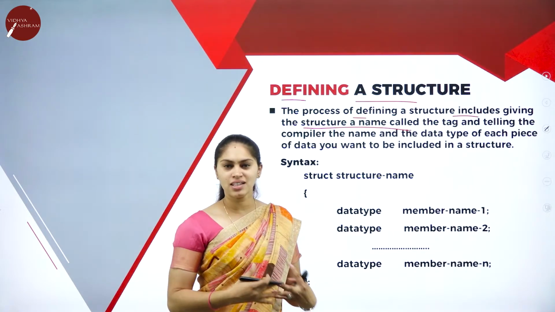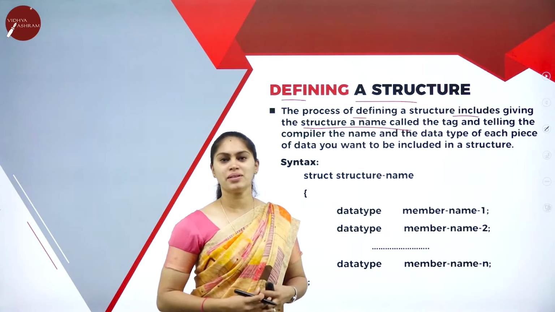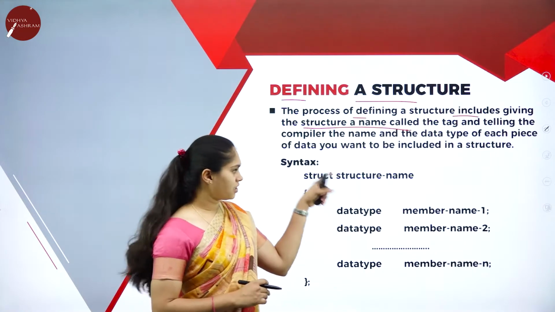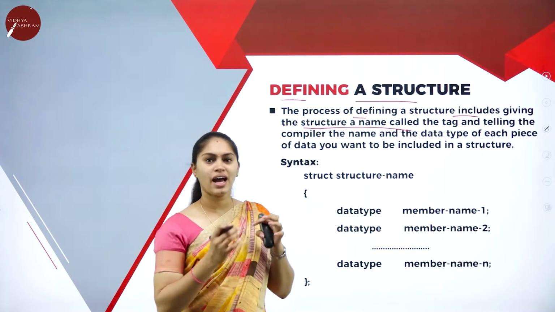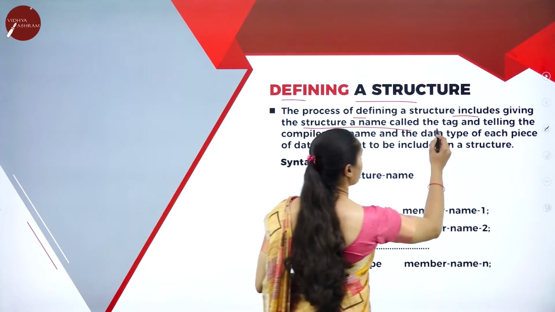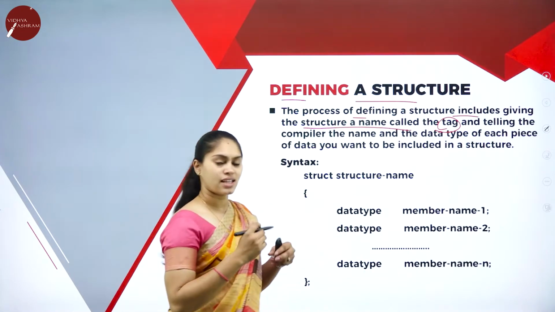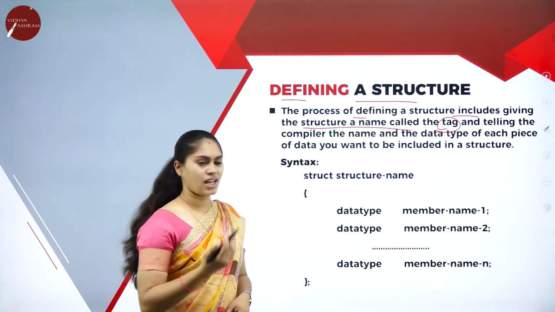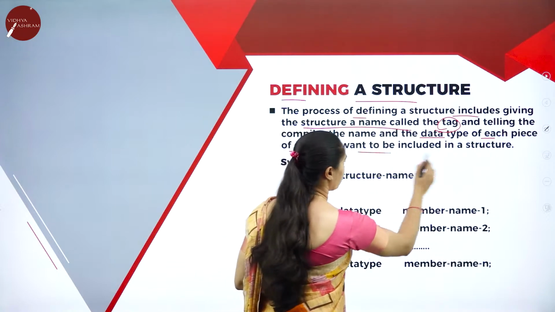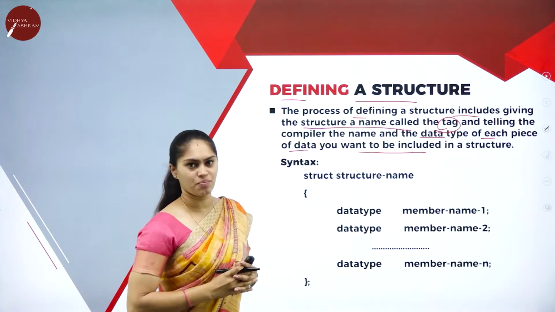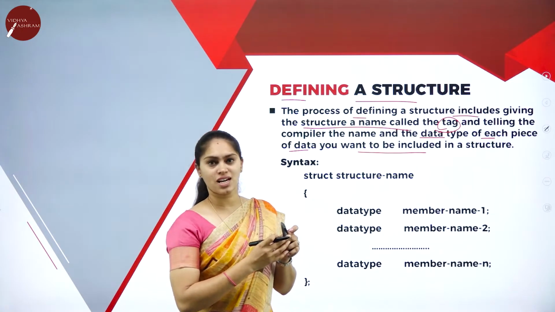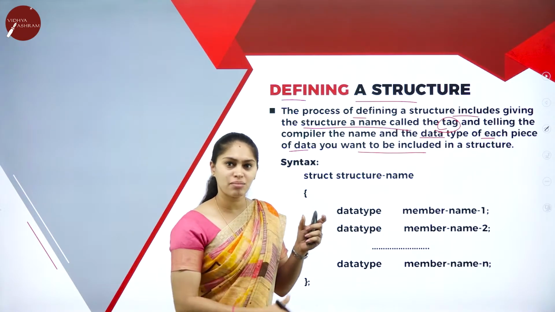So if they are bringing some movie to the theater, they have to name the movie, then people are going to be able to recognize that. That is the reason here also, defining, in the sense, I have to give the name for a structure. That name is nothing but I can call as a tag, and that is going to tell the compiler the name and what are the data types of each piece of data that you wanted to include in a structure. So defining a structure is nothing but I have to specify the name of a structure and I have to specify what are the members it has.